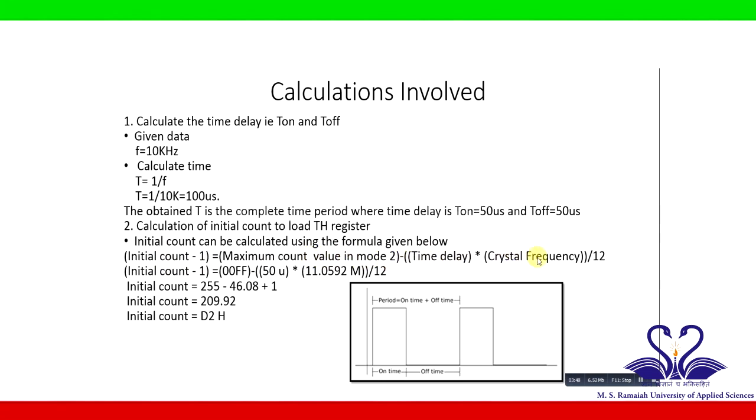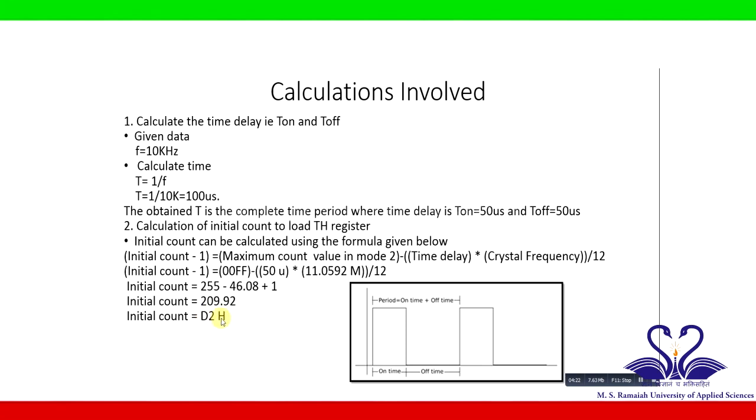The initial count value can be found out by using the formula: initial count minus 1 equal to maximum count value in mode 2 minus time delay into crystal frequency divided by 12. We know that maximum count value in mode 2 is 00FF and the time delay is calculated, that is 50 microseconds, and crystal frequency is known, which is 11.0592 megahertz.